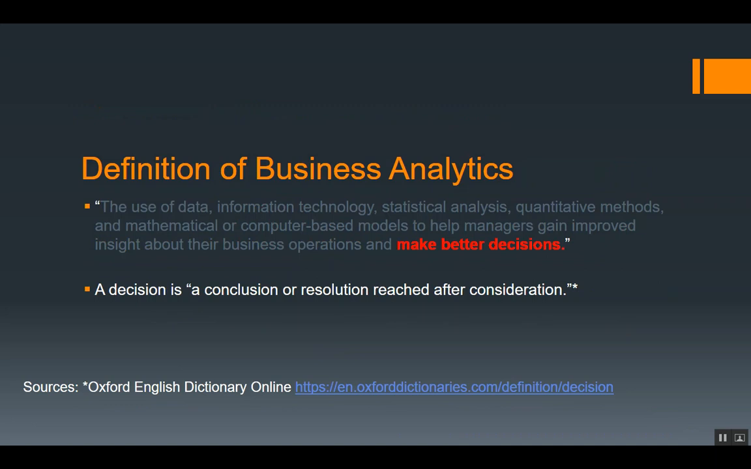So, to make better decisions. A decision is a conclusion or resolution reached after consideration. Now, all of this here, the use of data, information technology, statistical analysis, quantitative methods, and mathematical or computer-based models, the whole point of it is to help us make a better decision. Business analytics will give us a deeper view into our company and allow us to make a decision based on true facts and figures. And the article that we've assigned for Wednesday will dig into this and show you how companies these days are using business analytics.